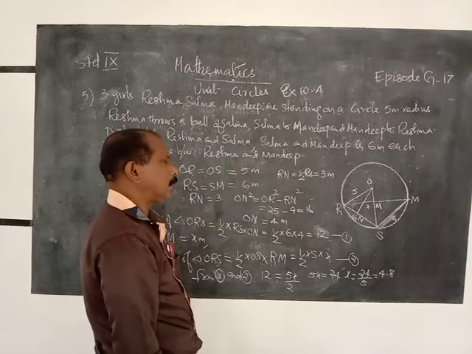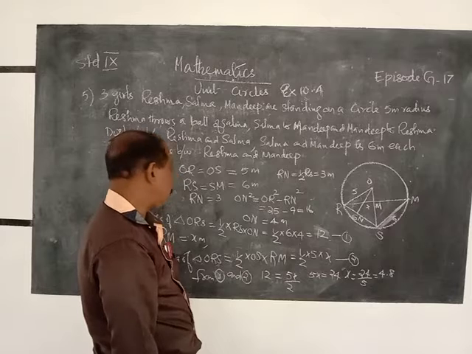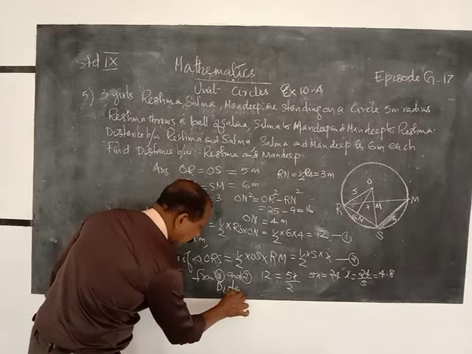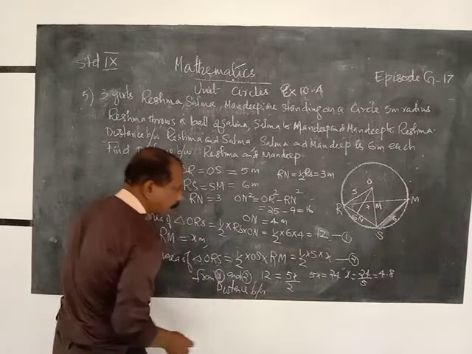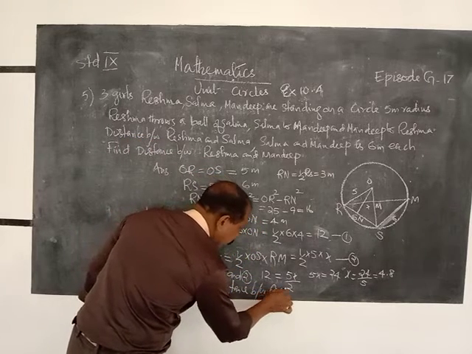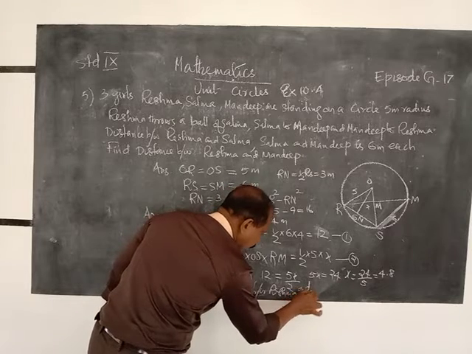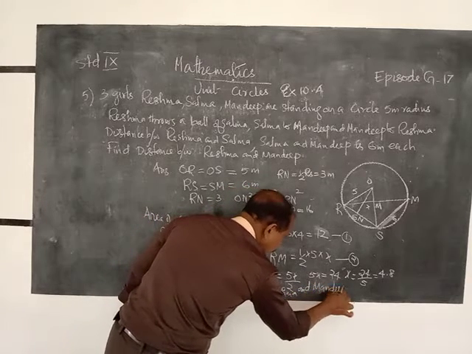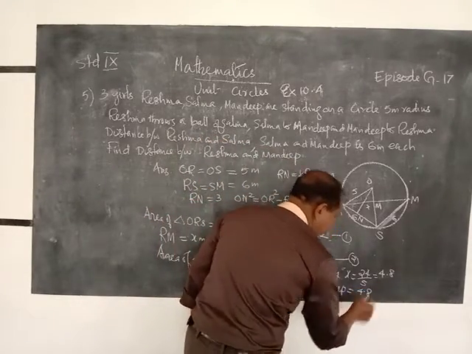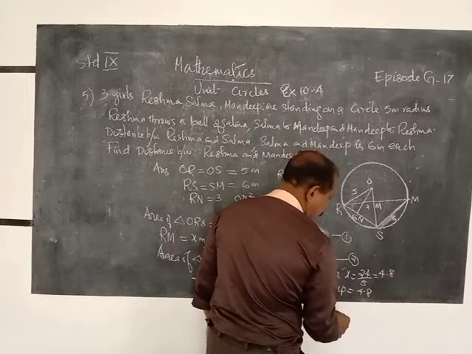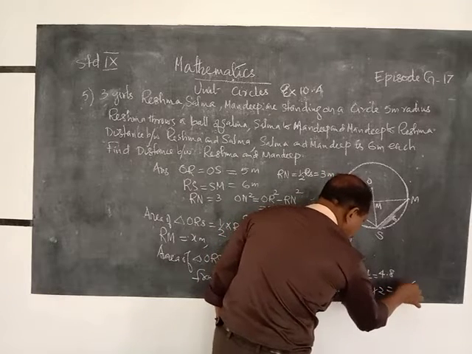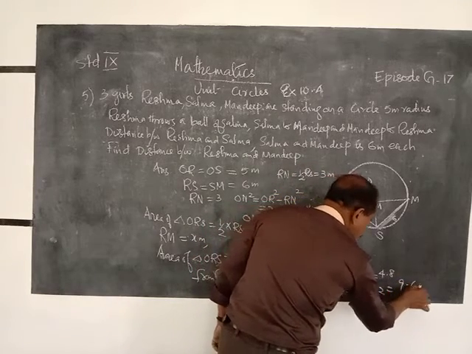Therefore, the distance between Reshma and Mandeep is equal to twice of x. That is 4.8 into 2. That's 9.6 meters.